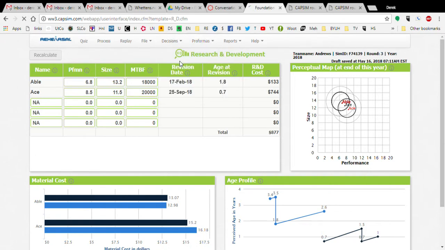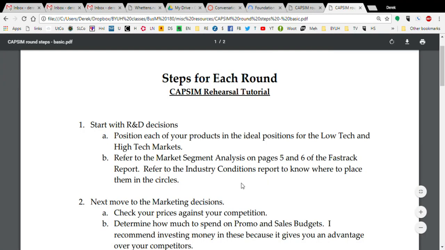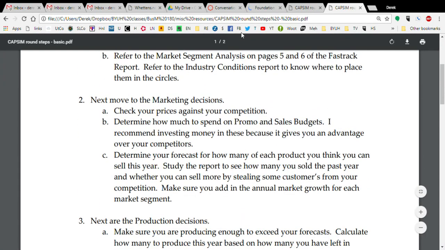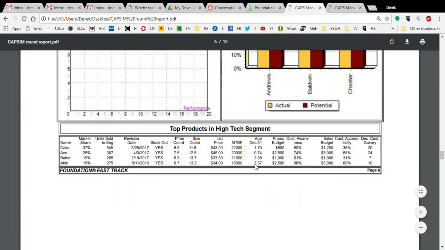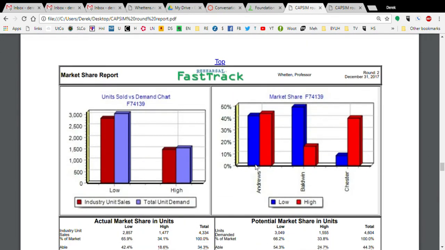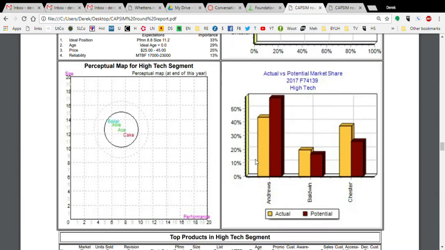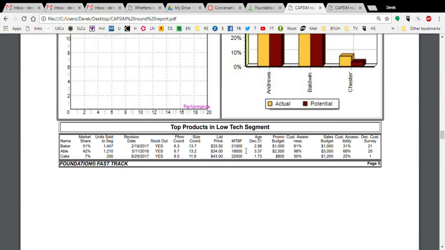Second, I'm going to go to marketing decisions. First thing I'm going to look at here, marketing decisions, is my prices. How do my prices compare with my competitors? Let's go back up to the low tech. My price for Able was $34. Baker is $33.50. So I'm right close to them. I'm okay. Cake is really a high-tech product.